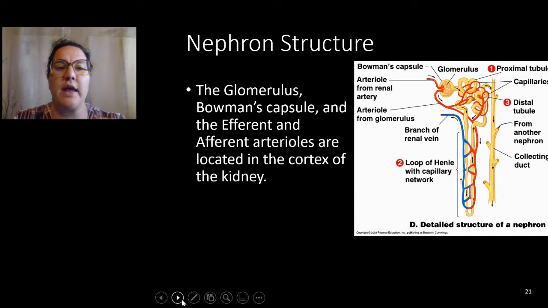So here again, we're going to look at the nephron structure. So at the very top, we have the glomerulus contained in Bowman's capsule. And then we have the afferent and efferent arteries. These are all going to be contained in the renal cortex, or the outer part of the kidney. Again, the glomerulus, there's a high pressure in the capillaries there, forcing fluid out of the blood that will be collected in Bowman's capsule.